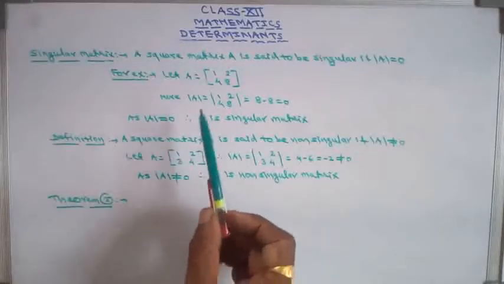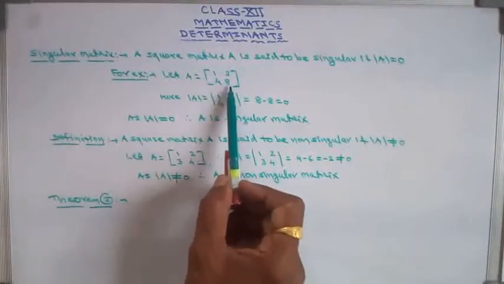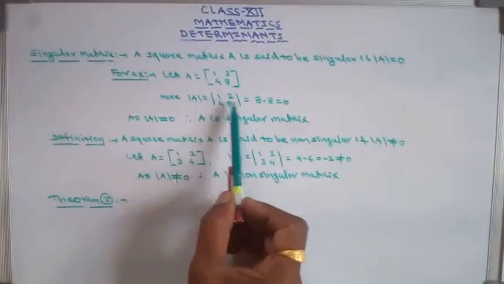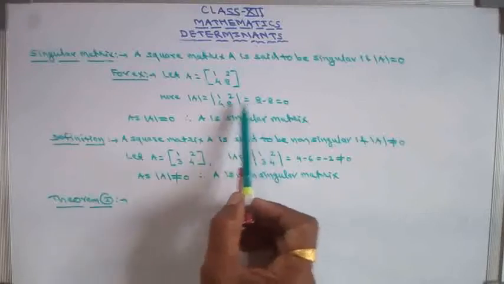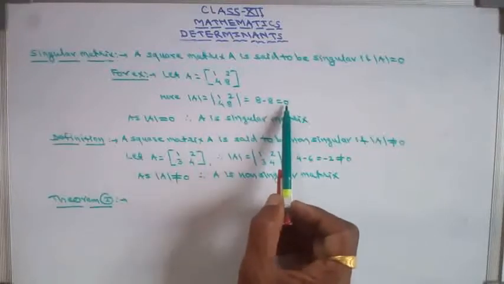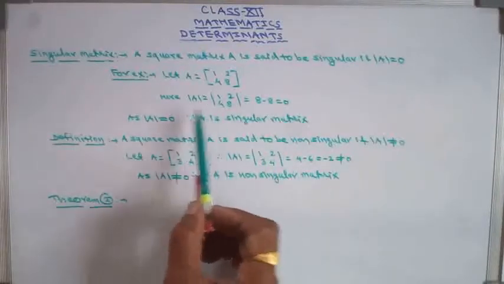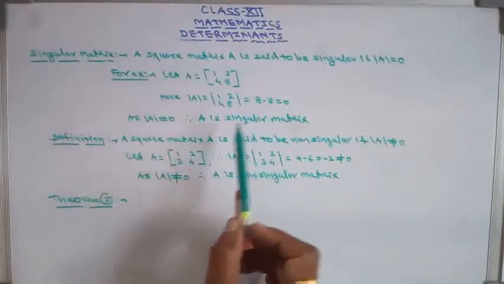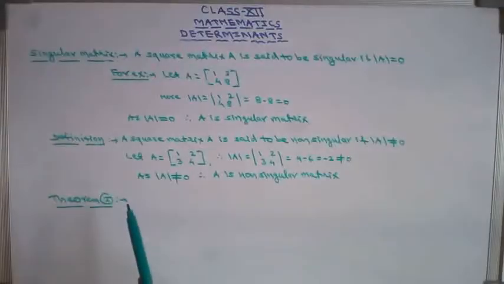For example, let A be the matrix 1, 2, 4, 8. Take the determinant of this matrix. Determinant of A is 1 into 8, that is 8, minus 2 into 4, that is 8. 8 minus 8 is 0. Since the determinant of A is equal to 0, this given matrix A is a singular matrix.